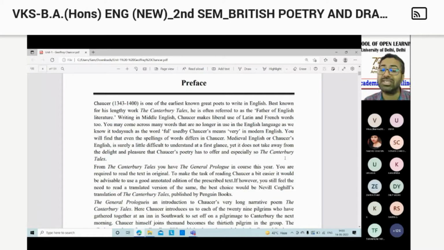Always remember his major work is the Canterbury Tales, and we will just read the general prologue. Within our syllabus, we don't have the whole book. We just have the general prologue of the book.